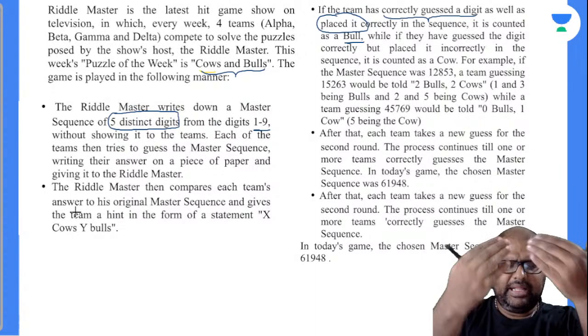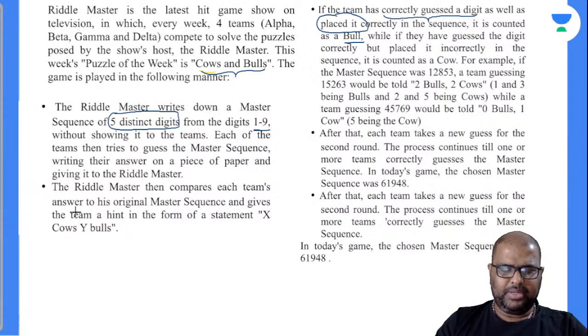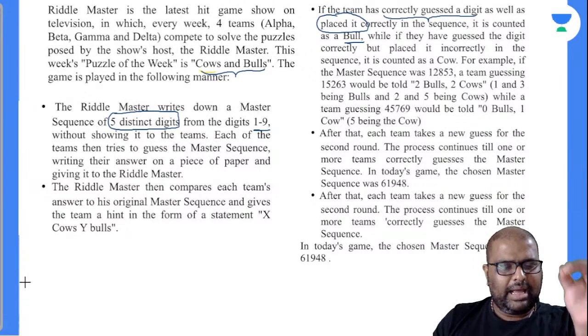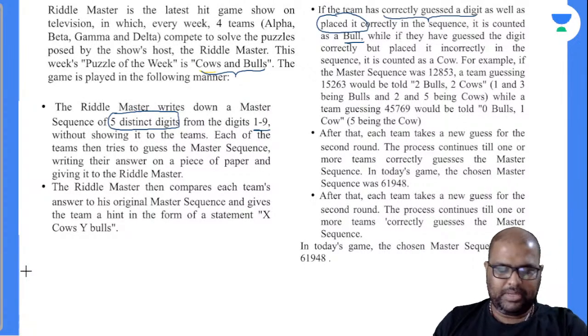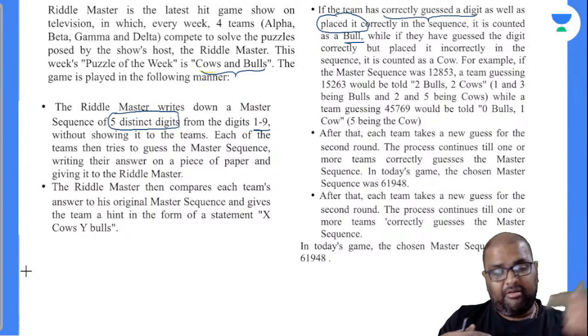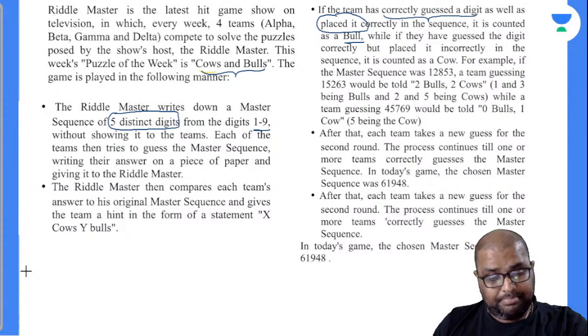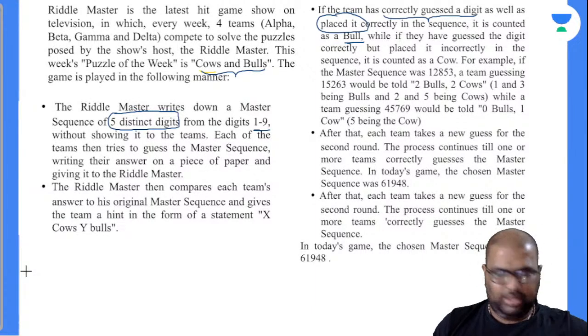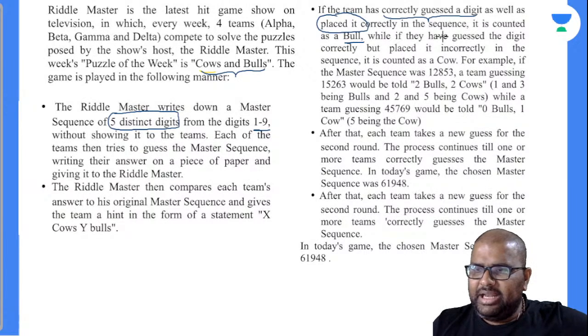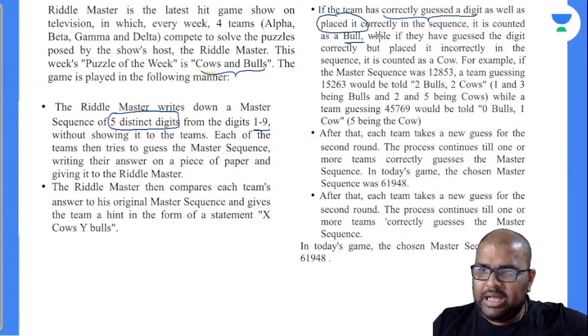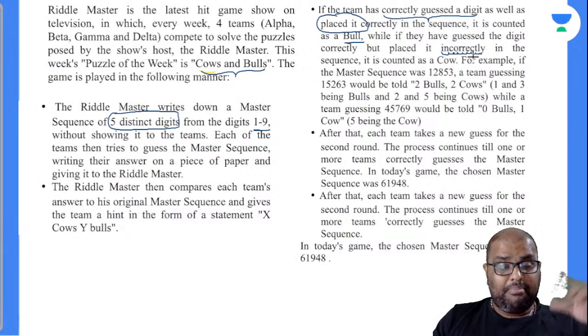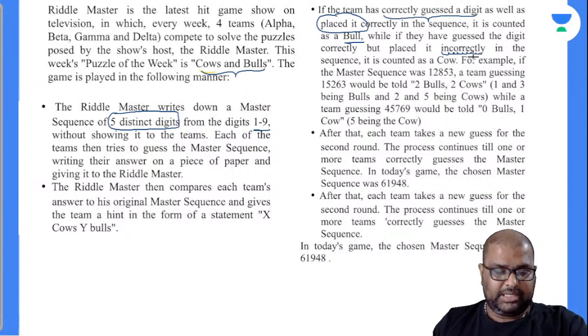Let us suppose there is a 5-digit number. In the units place, according to the riddle master, there is 1. I also identified 1 and its place also. Then I'll get 1 bull. This is the point. While if they have guessed the digit but placed it incorrectly in sequence, it is counted as cow. Now I have identified the digit, but I have kept it in a wrong position.